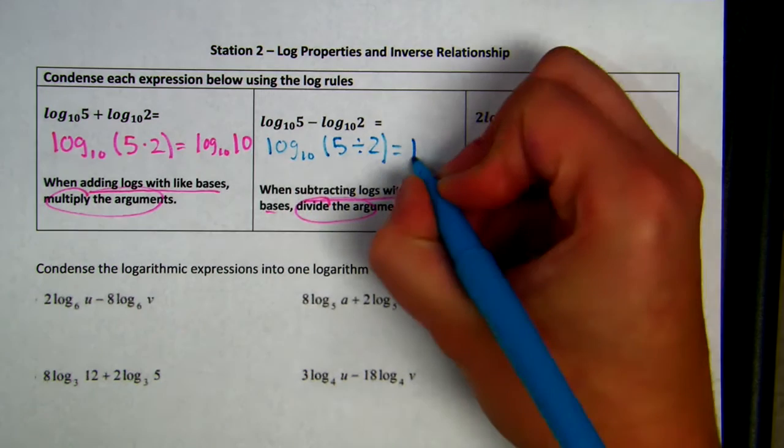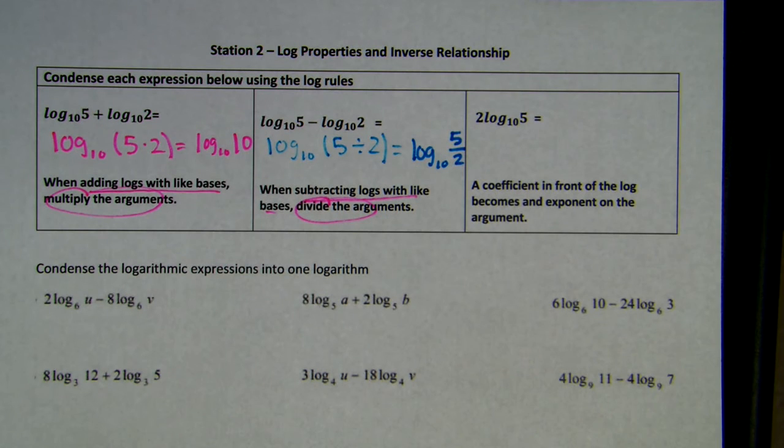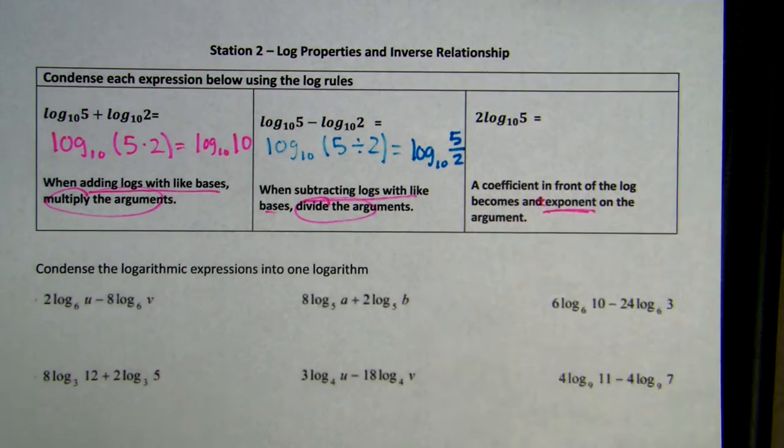I can rewrite that as log base 10 of 5 over 2. That's a good way to leave it. And the last one, we have a coefficient in front of the log becomes an exponent on the argument.